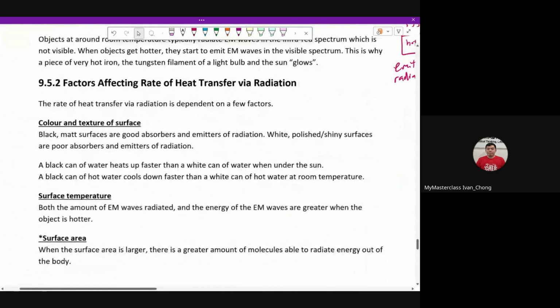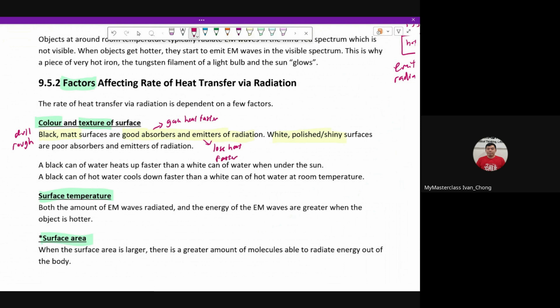Okay, so because of this, this is how it works. And in most cases, for radiation, we are actually more interested in your factors over here: color and texture, your surface temperature, and your surface area. These few are the ones that you're more interested in. So basically, black and matte. When we say matte, we mean dull or rough, versus your polished and shiny surfaces over here. Now, if you are black, you are a good absorber and a good emitter of radiation. So what does that mean? Good absorber, you gain heat faster. If you are a good emitter, you lose heat faster.